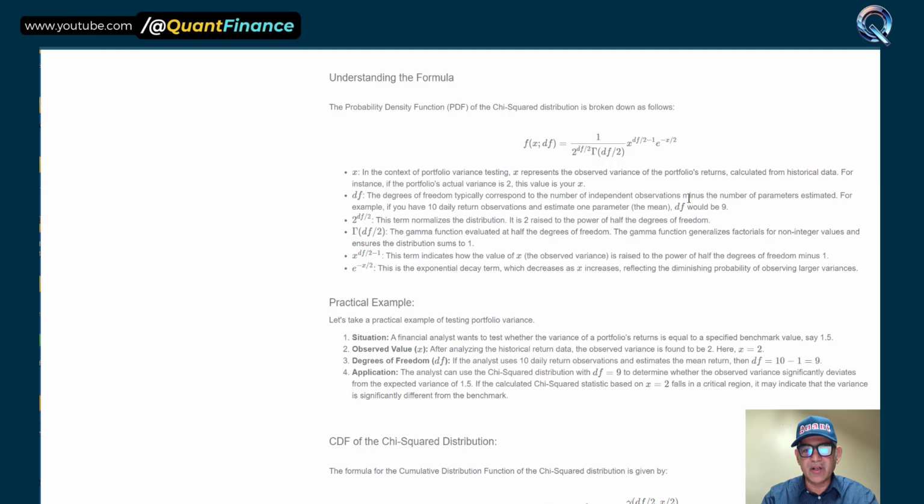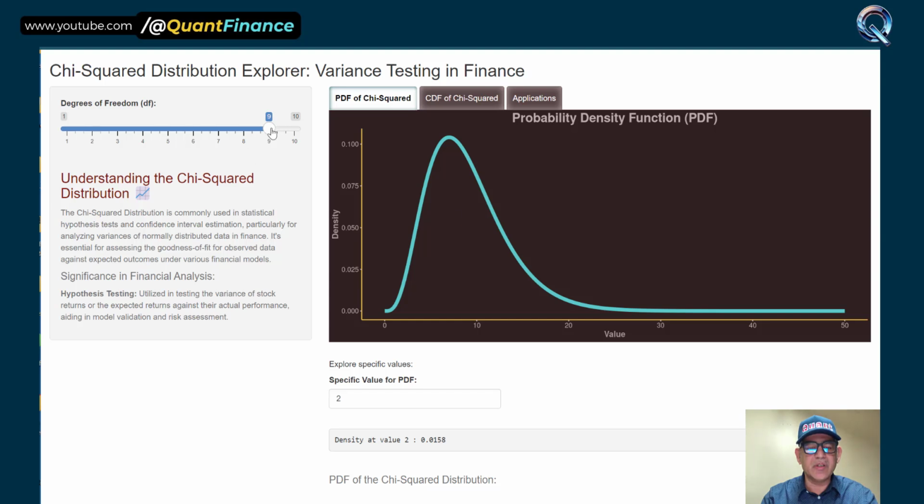Then DF is of course the degrees of freedom. We have all heard this concept. It is the number of observations minus the number of parameters estimated. Suppose you have 10 daily returns observations and estimate one parameter, that is the mean only, then the degrees of freedom would be 9. So in this app the degrees of freedom are taken on this slider and they are 9. We have entered X, we have entered 9, and dynamically this app is showing us the probability density function at that particular value.